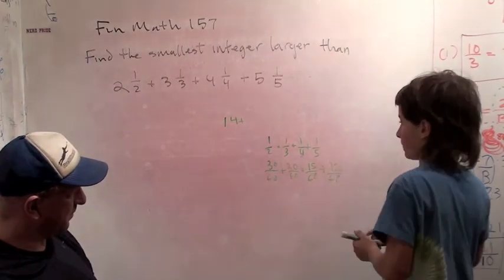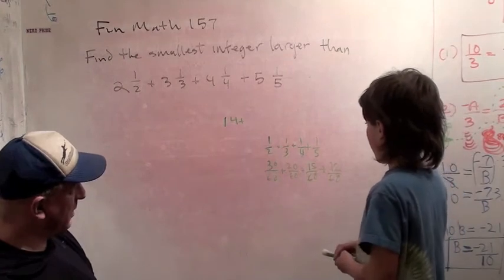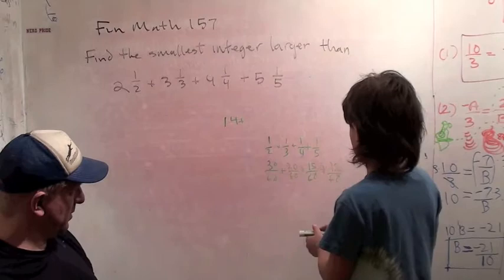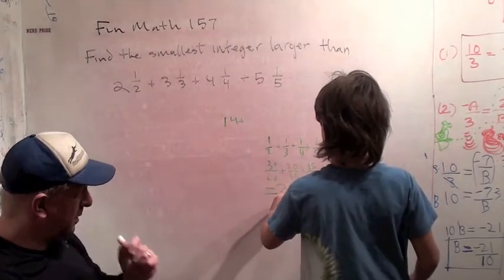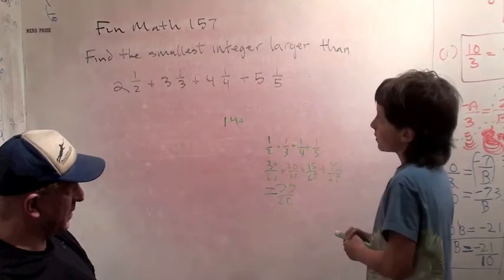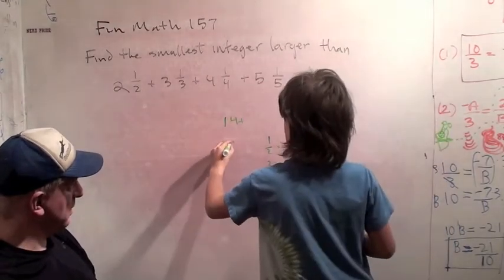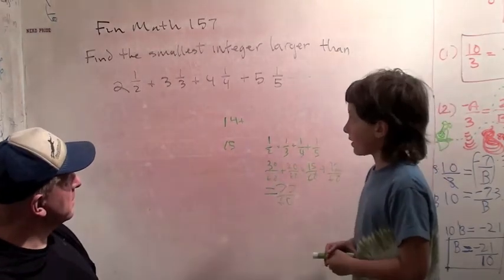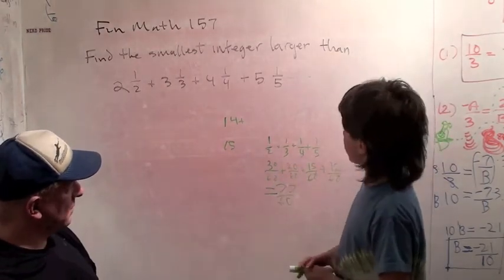Alright, awesome. Well, out of the tens, it's 30 plus 40, which is 70, plus 7. This is 77 over 60. So this is larger than 1. Right. So we get 15. So it'll be 16. That's the smallest integer larger than it.